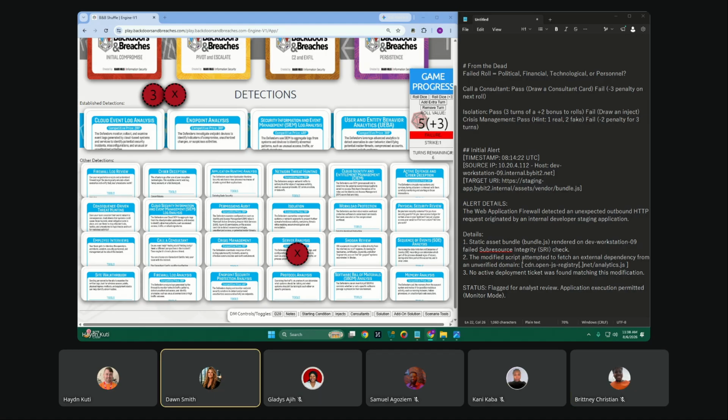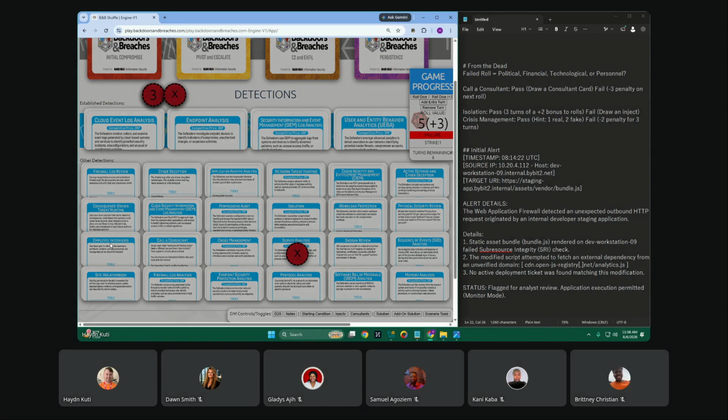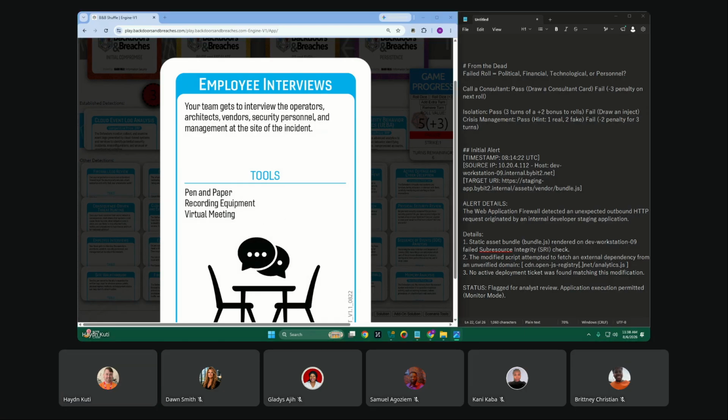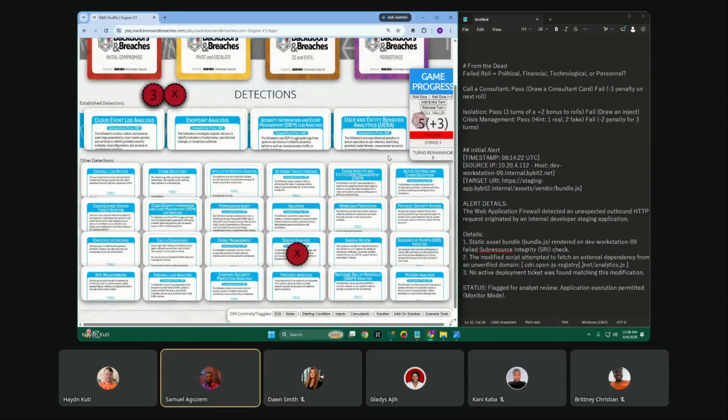I'm thinking maybe we need to interview some employees. Team gets to interview the operators, architects, vendors, security personnel, and management at the site of the incident. Yeah, is there any card that is talking about a kind of code or tool?